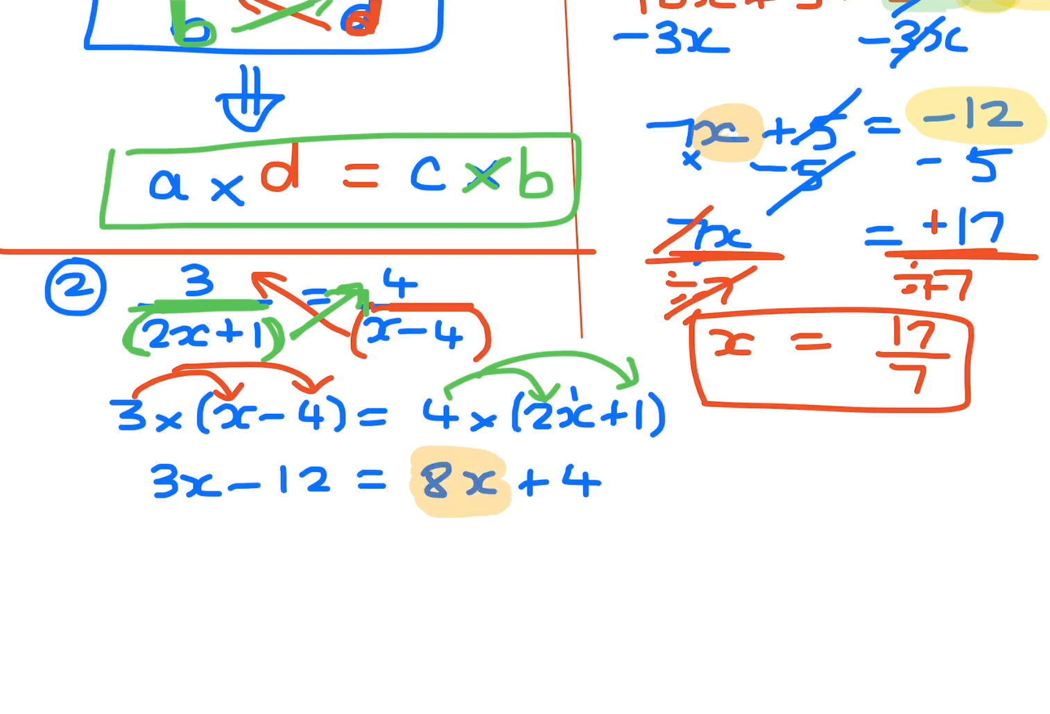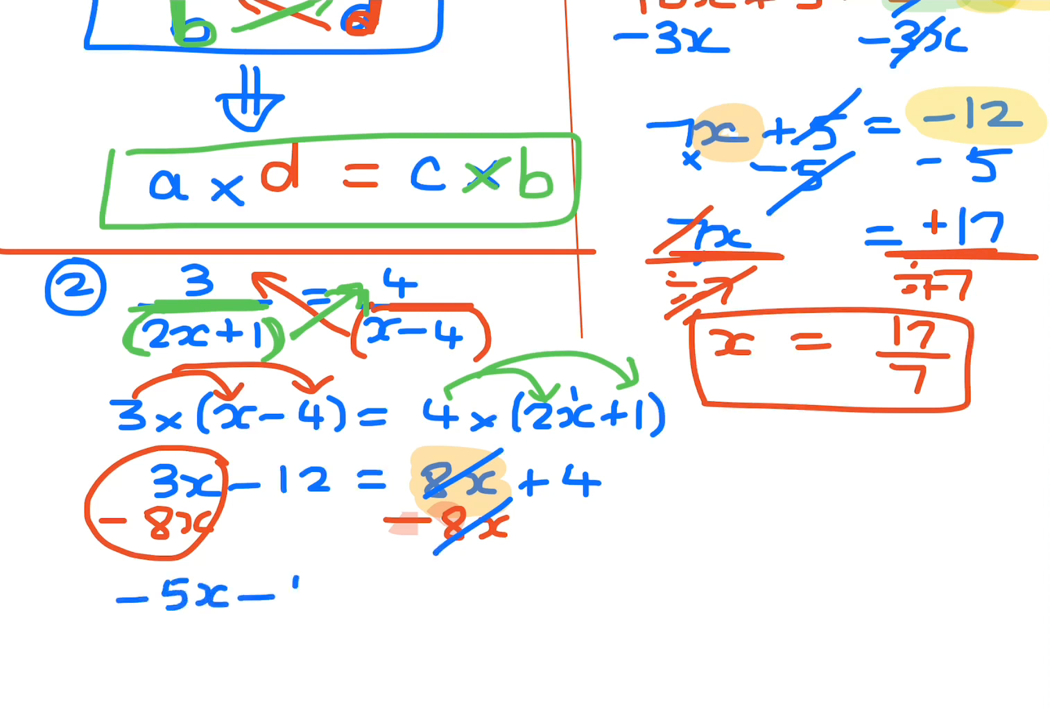So letters to the left, numbers to the right. We want to get rid of that 8x first. Because it is a plus, we're going to minus 8x, and we're going to do it to both sides. We do it straight underneath the 3x, not with the 12, because you take 8x away from 3x. The 8x's go out. 3 minus 8 is minus 5x, minus 12 equals, and what are we left with here? We have plus 4.